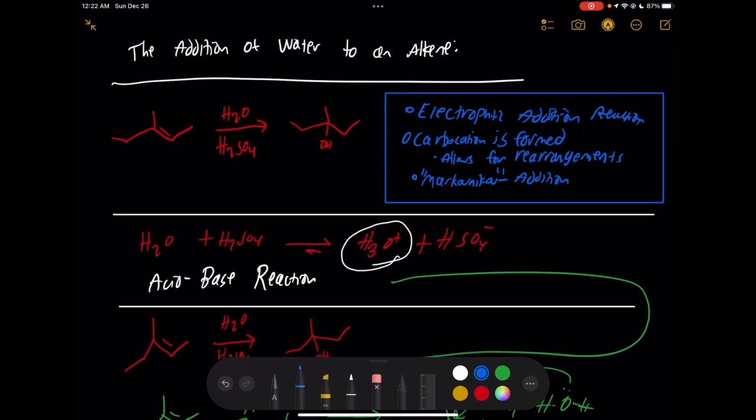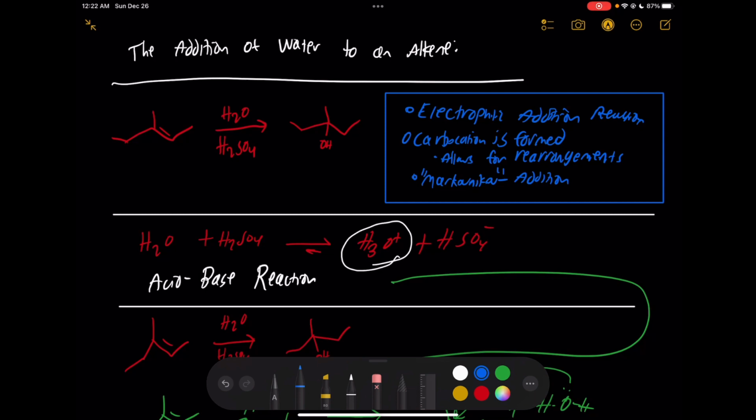Alright everybody, so now I'm going to be talking about the mechanism for the reaction of the addition of water to an alkene. So this is an electrophilic addition reaction, and that does form a carbocation, so rearrangements are allowed.